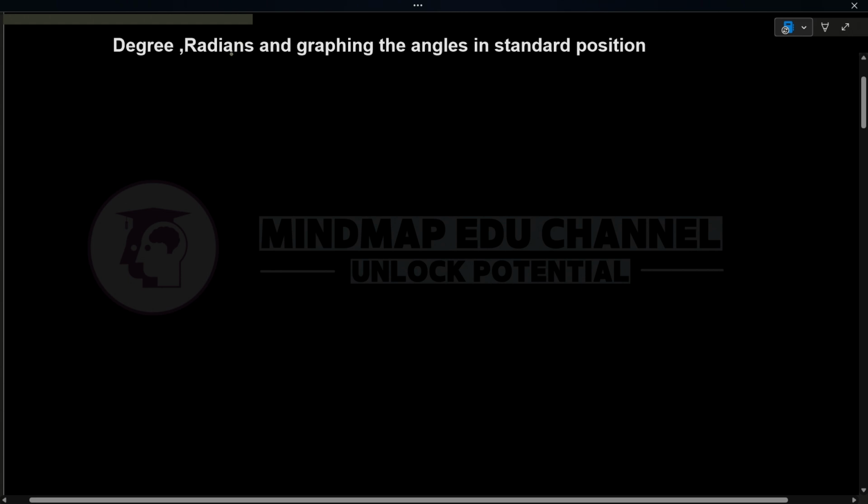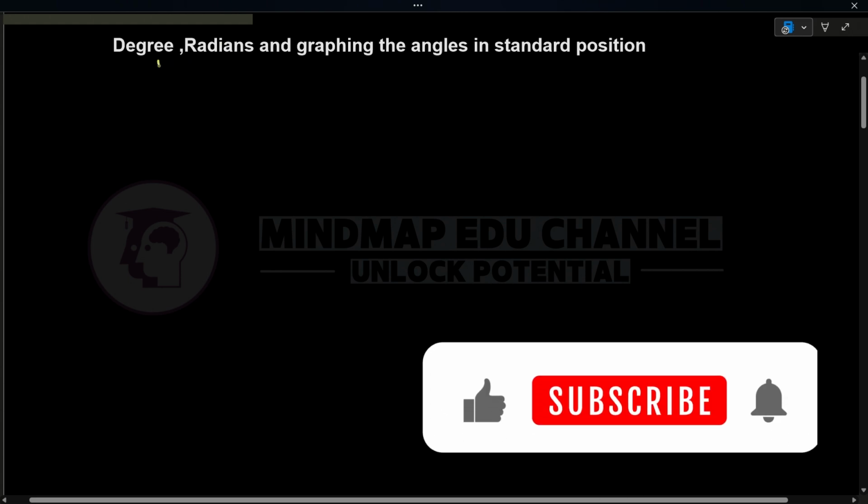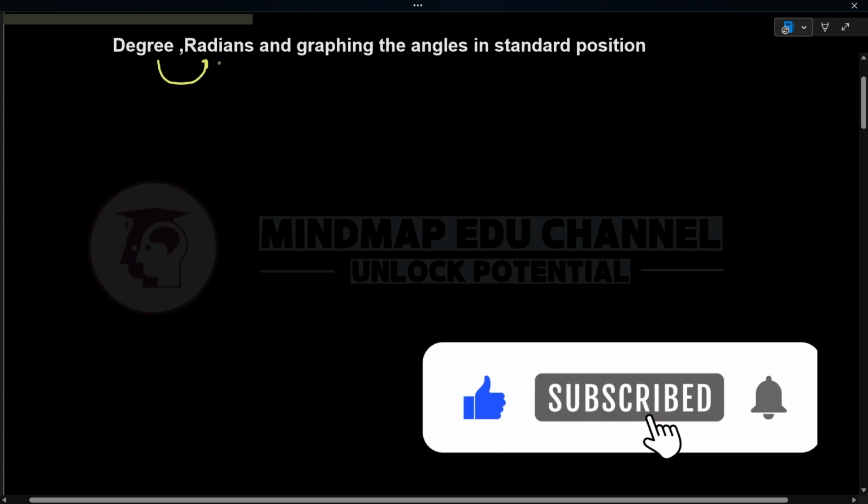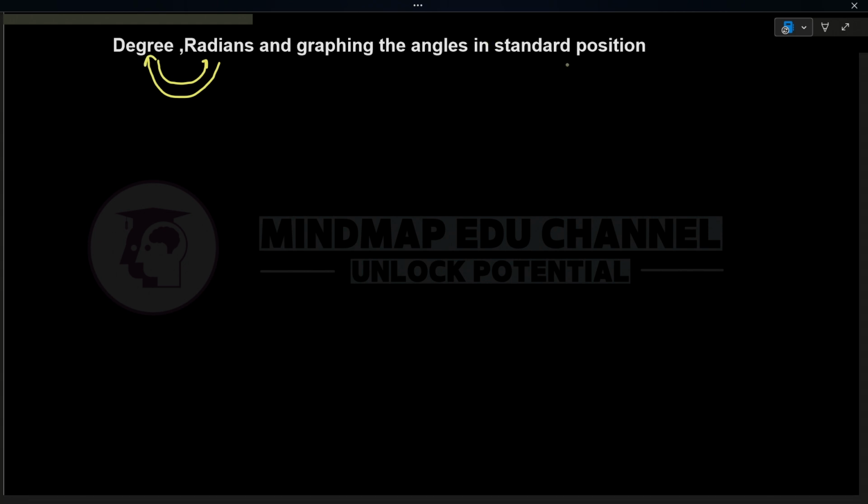In today's class, we will learn how to convert degrees into radians and then radians to degrees, and we'll also learn how to graph angles in their standard position. Now, we can measure an angle in degrees, or we can also measure angles in radians, like pi by 4 radian.